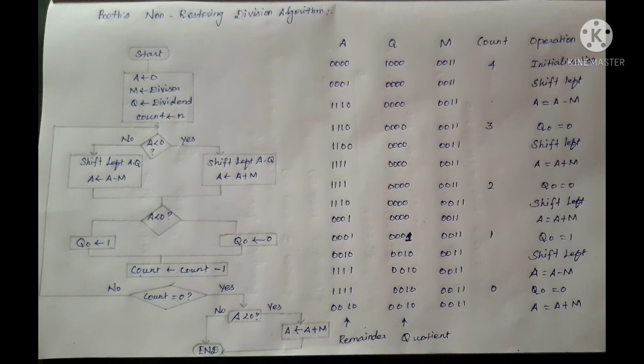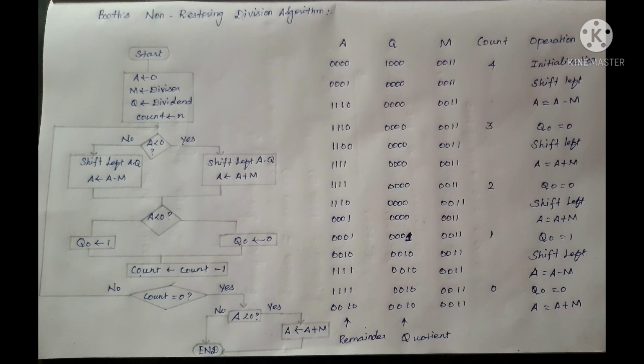Next again we'll check from here. We'll take the value of A, whether it is less than 0. Hence B is 1, it means it is less than 0. So Q0 is set to 0. So 1 1 1 1 0 0 1 0. Q0 is set to 0. Again we'll decrement count by 1 and count becomes 0. Count is equal to 0?